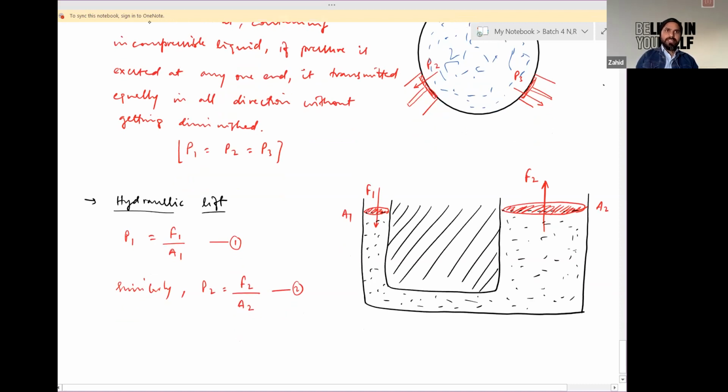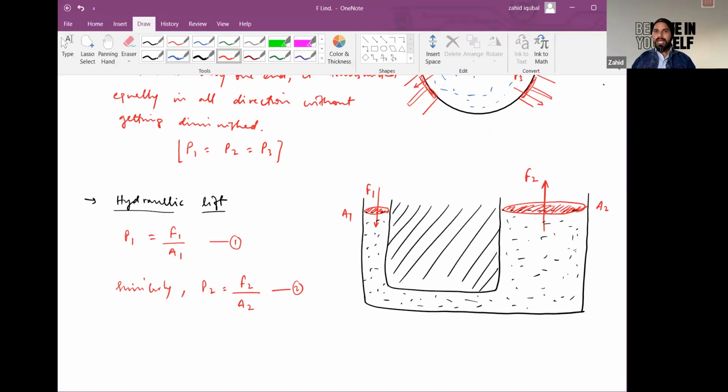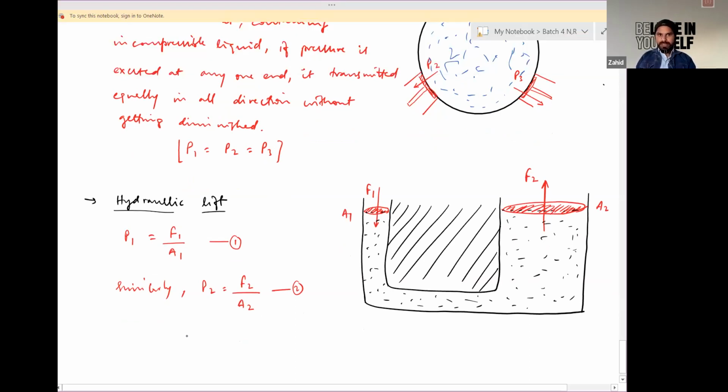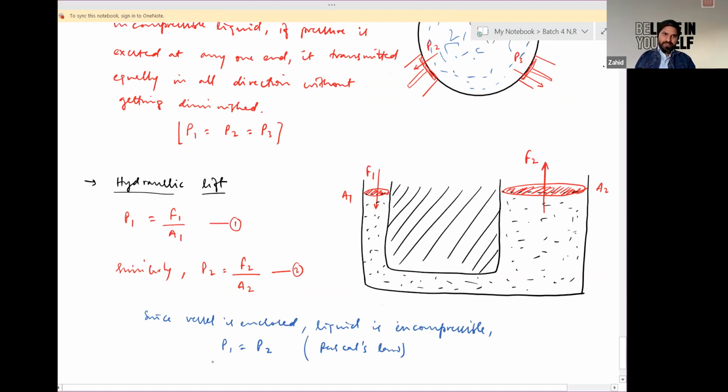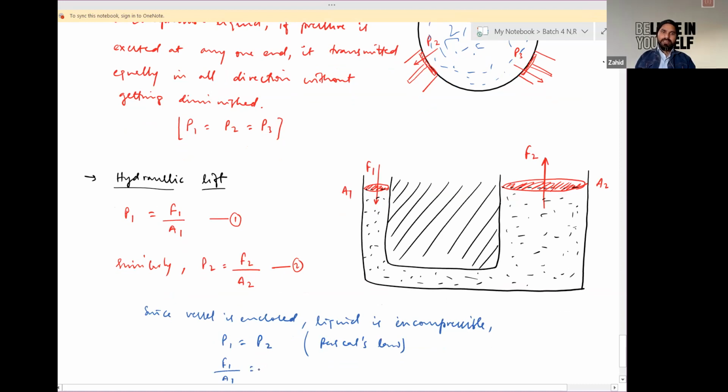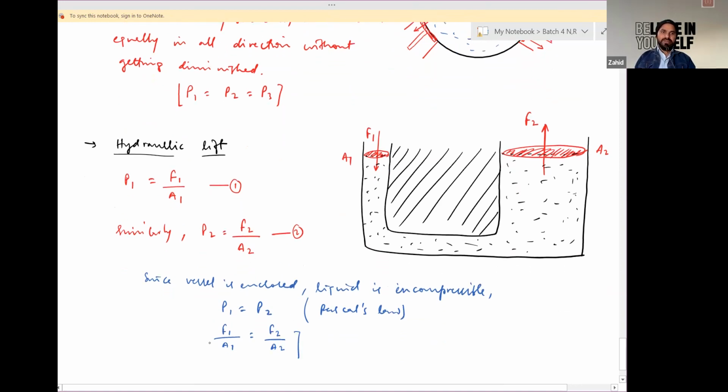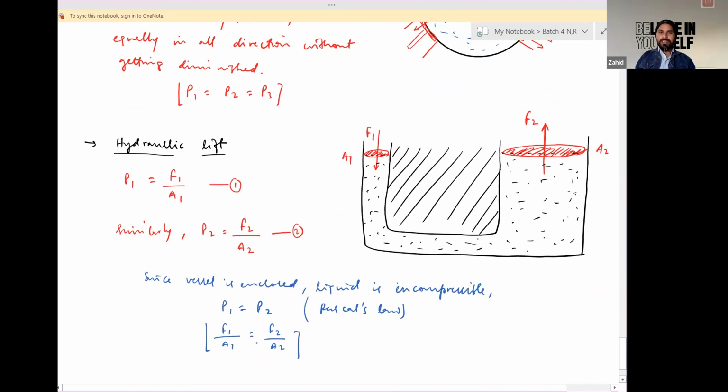So according to Pascal's law, pressure exerted at any one end acts equally in all directions if the liquid is incompressible and the vessel is enclosed. So you'll say, since the vessel is enclosed and the liquid is incompressible, according to Pascal's law, P1 equals P2. So if you put the value of P1, which is F1 by A1, and P2, which is F2 by A2, this will be your final expression to calculate F2. Is it clear?